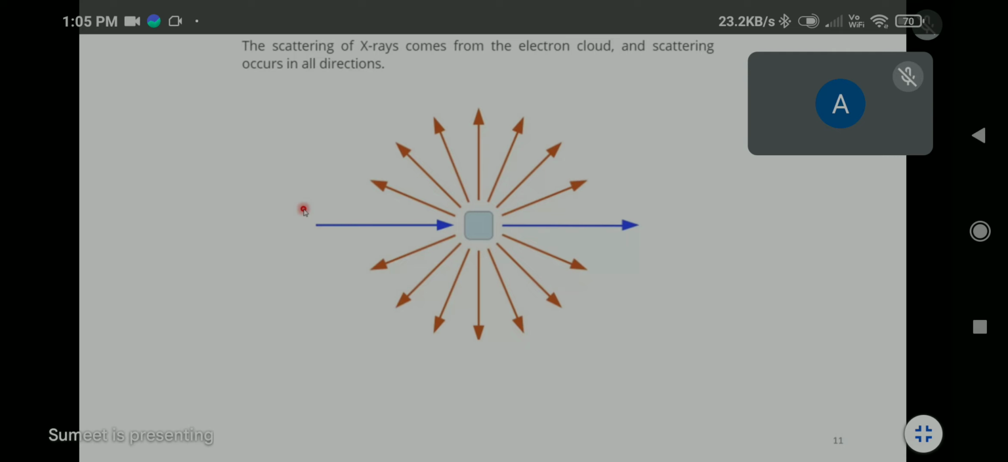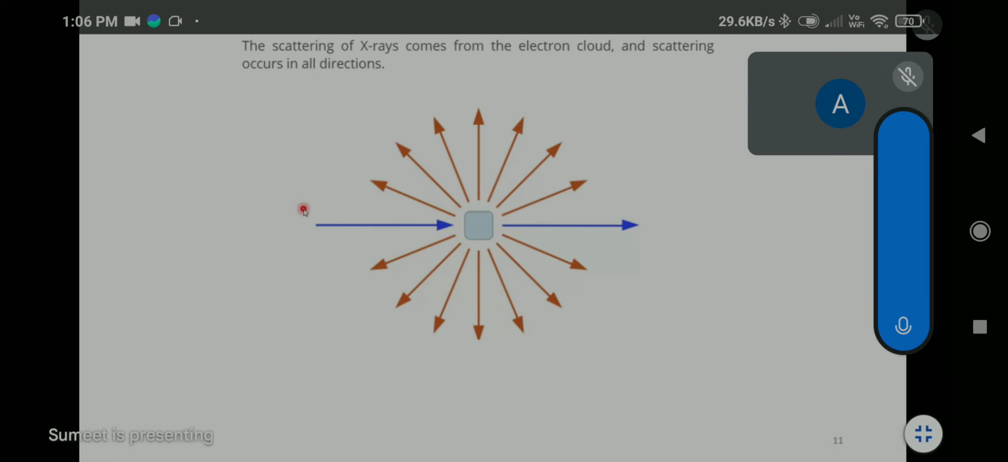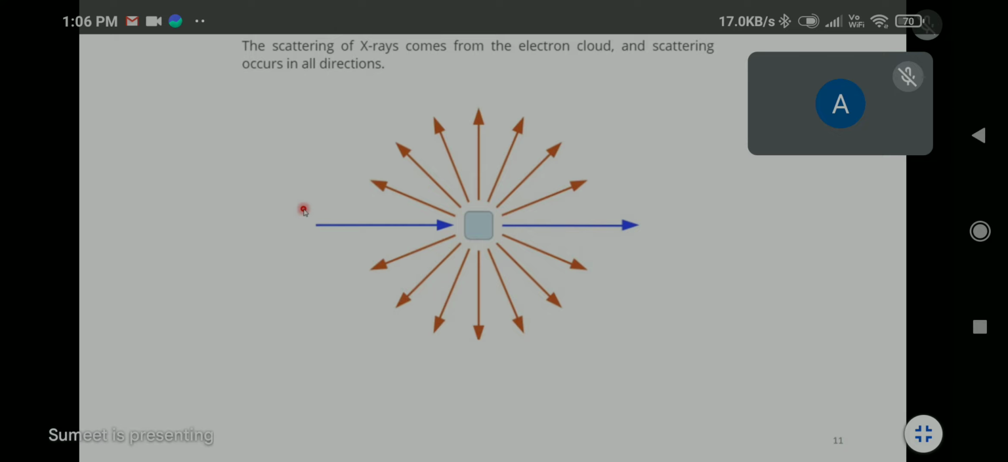And when light strikes the atoms, here the light we are talking about is X-rays. So when X-rays strike the atoms, diffraction occurs. And how does that diffraction occur? That diffraction occurs due to the electronic cloud. We know that in an atom there are electrons orbiting around the nucleus.